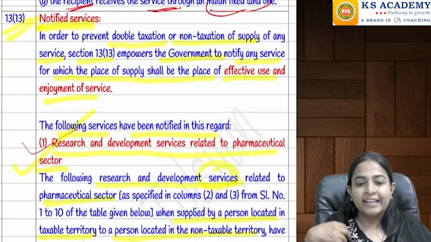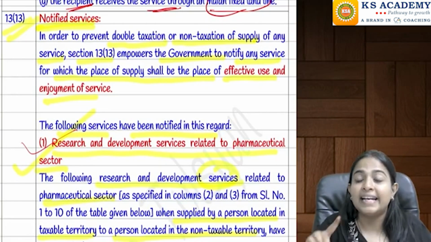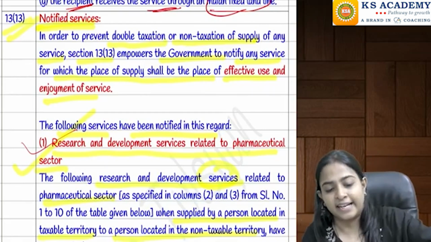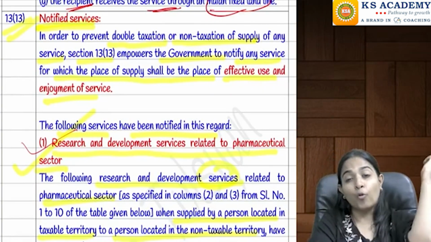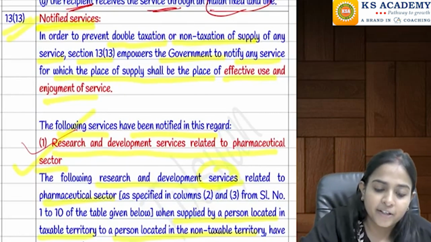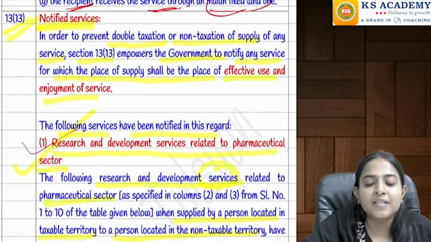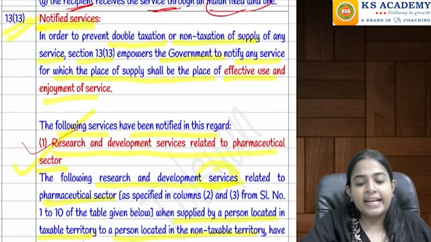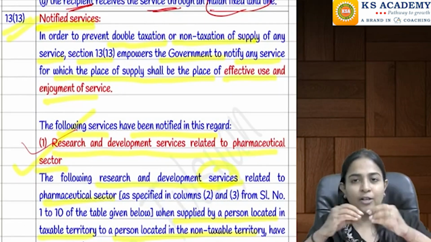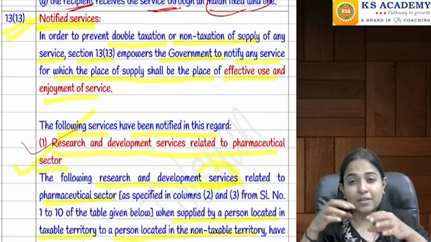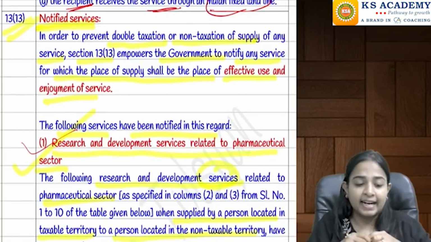Now, let's say we are carrying on research and development services relating to the pharmaceutical sector. This provision helped during COVID. Whenever we are doing research and development services in India itself, related to that pharmaceutical sector, it means we are providing some services on some goods, some testing, etc. is done.